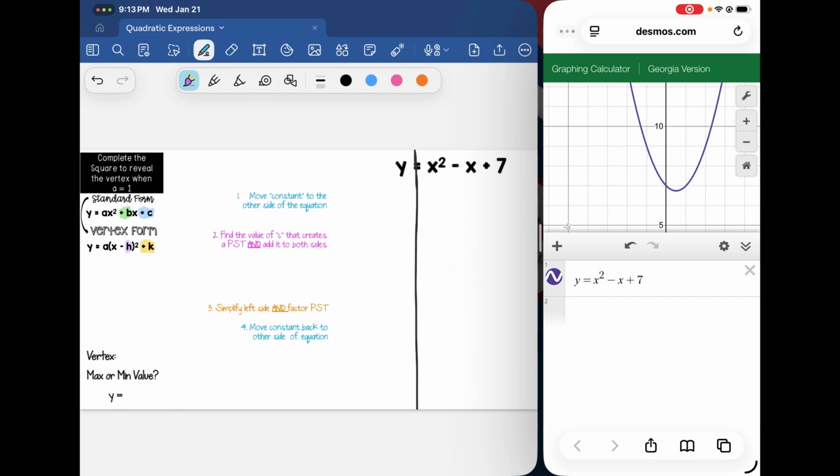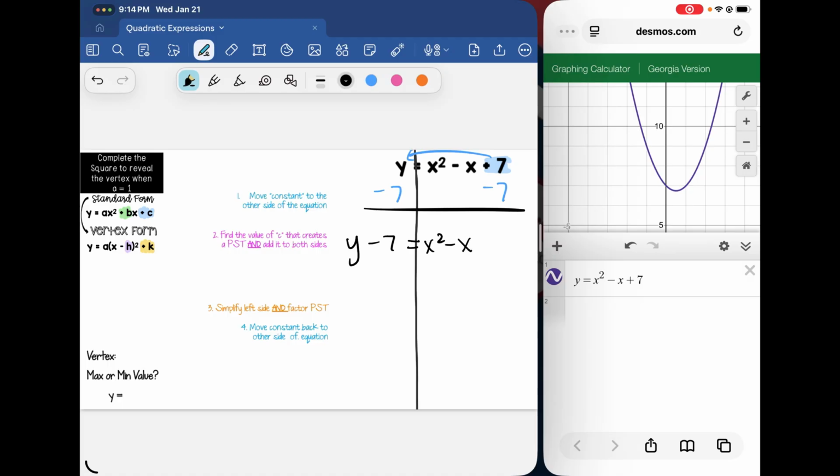All right. y is equal to x squared minus x plus 7. And I need to create a perfect square trinomial. So I am going to move my constant term, which is this positive 7, to the other side. What is the opposite of adding 7? And whatever I do to one side, I do to the other side, which is going to give me y minus 7 is equal to x squared minus x plus what value to complete my square, because positive 7 and negative 7 are going to cancel out.